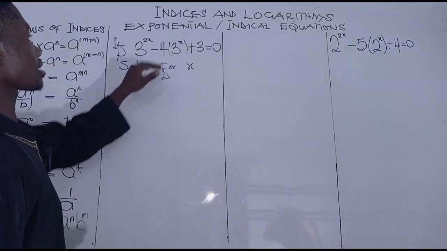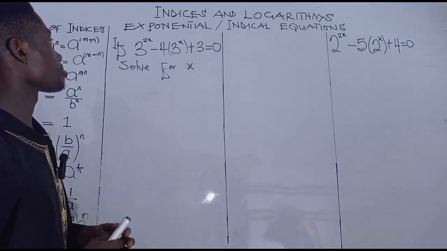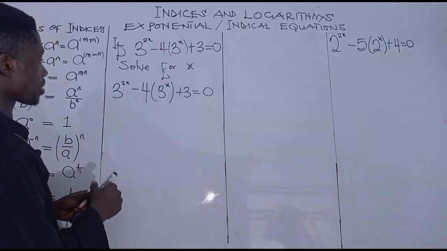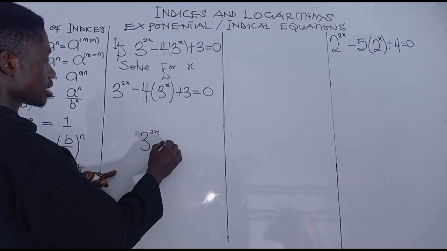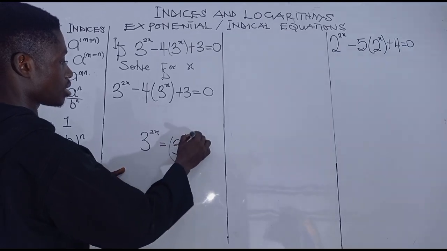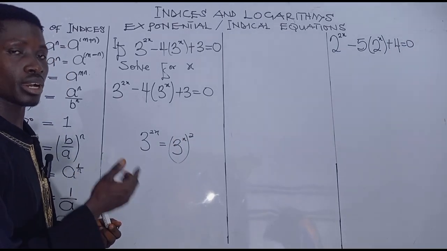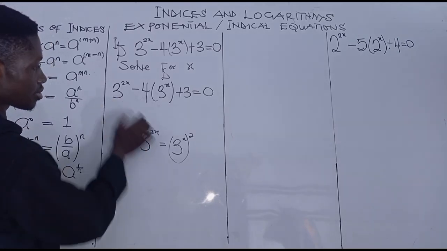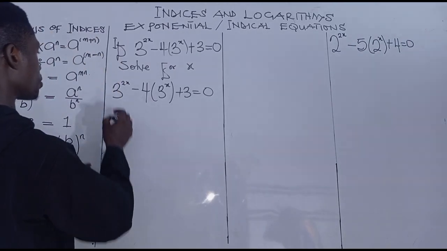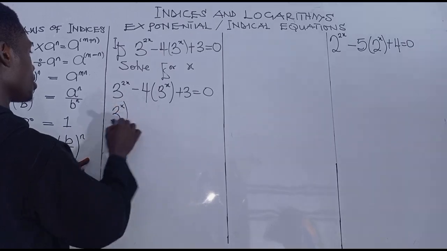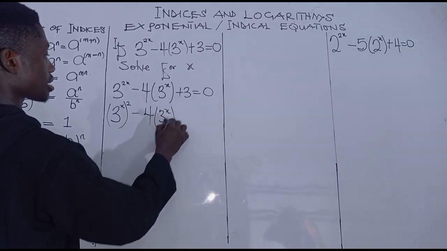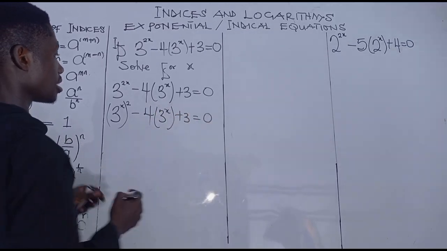So we are to solve for x in this exponential equation. As we said earlier, when you have 3 raised to the power 2x, applying the power law, we can write this as 3 raised to the power x, all raised to the power 2. I believe you agree with me. Good. So in place of this, we write this. So we have 3 raised to the power x, all raised to the power 2, minus 4 times 3 raised to the power x, plus 3, and that gives us 0.